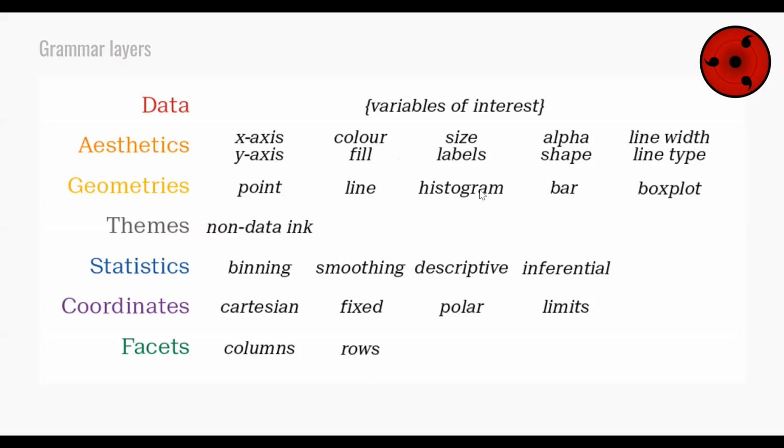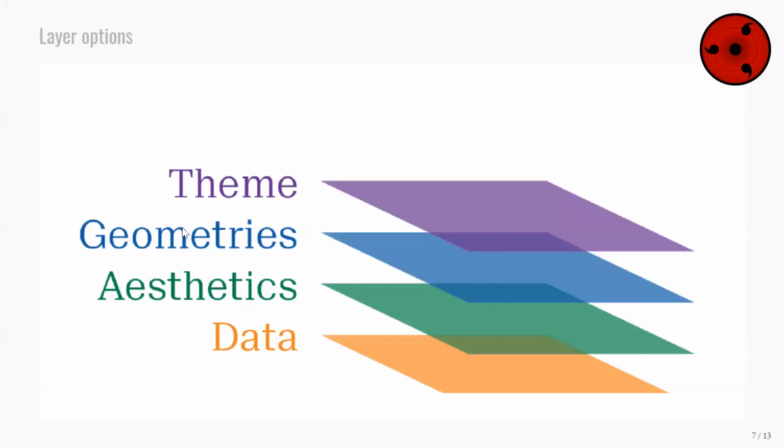Now, I've also talked about the geometries: point, line, histogram, and the rest of them. We've also talked about themes and the other ones you can look at. So this is basically what it looks like when you plot.